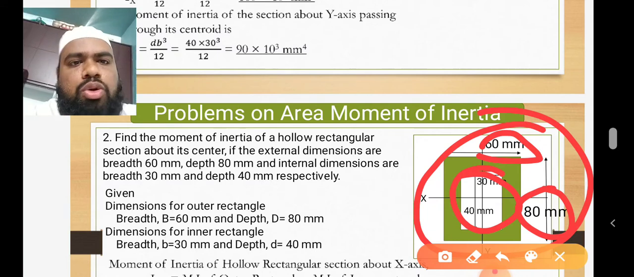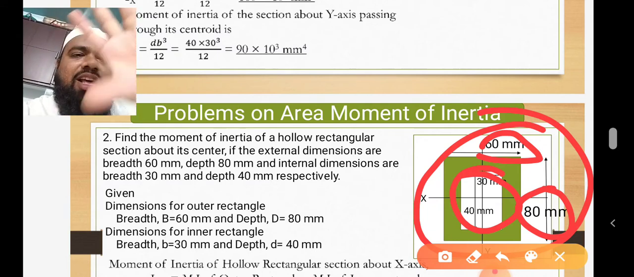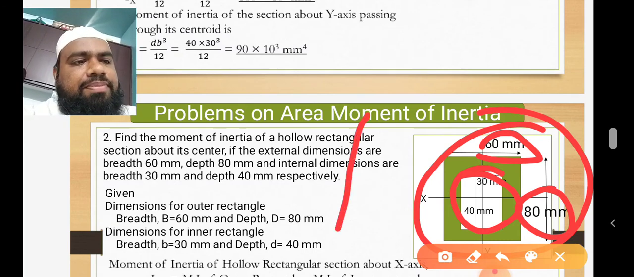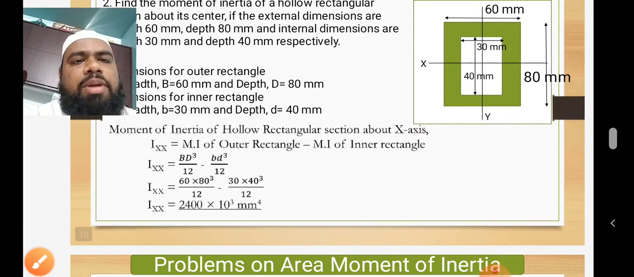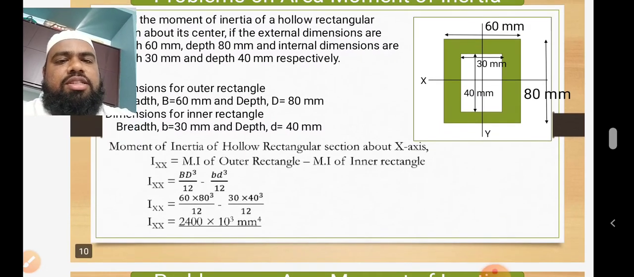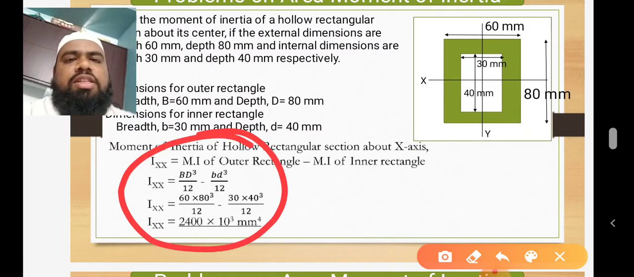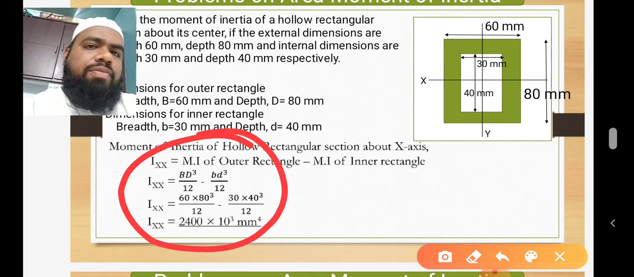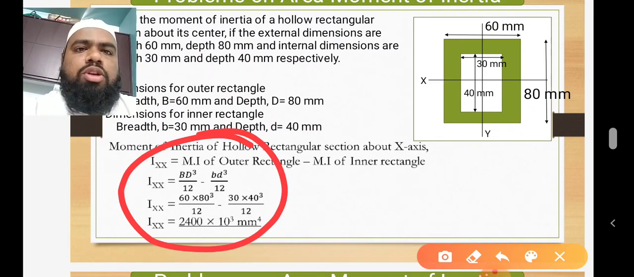Clear? So simply what will happen? Moment of inertia of total section minus moment of inertia of the removed part. Simply that's it. So moment of inertia is BD cube by 12 minus bd cube by 12. So simply substitute all the values, and if you substitute all the values, this will be our answer. So by using this technique, you can solve a lot of problems.